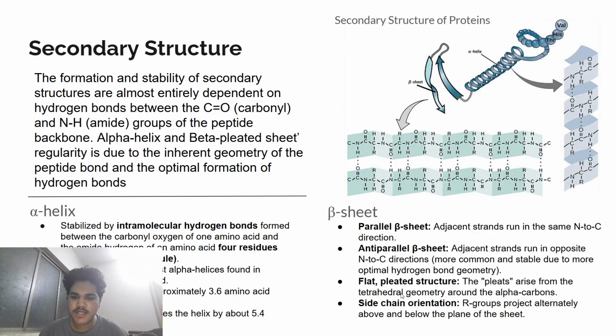The pleats arise from the tetrahedral geometry around the alpha carbon. Regarding side chain orientation, R groups project alternately above and below the plane of the sheet.